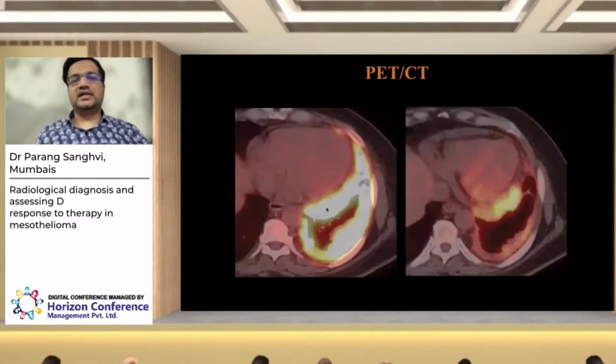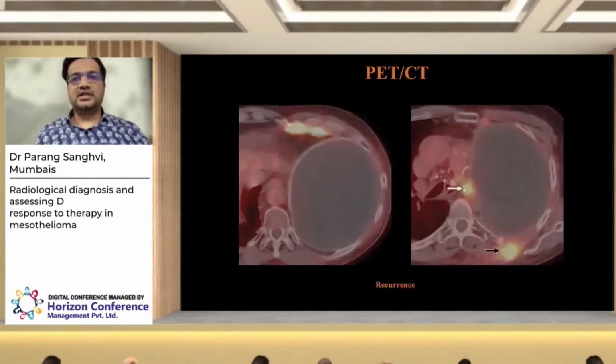On PET CT, in addition to the size or the morphological response, you can comment on the metabolic response as well. So whether the residual thickening is still metabolically active or not, only a PET CT can tell. As you can see, there is a good partial response, but there is still FDG uptake, suggesting there is residual disease present in this case. And even more important is picking up small recurrences.